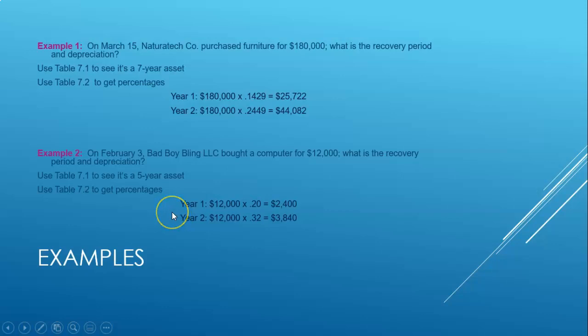Okay, so we would go back to table 7.2, where we just were, and look up the 5 year column, and we would see that year one is 20% and year two is 32%. So I would take the $12,000 times 20%, that's $2,400, and $12,000 times the 32%, that's $3,840. So on year one on our tax return, we would take $2,400 for the depreciation for that computer.